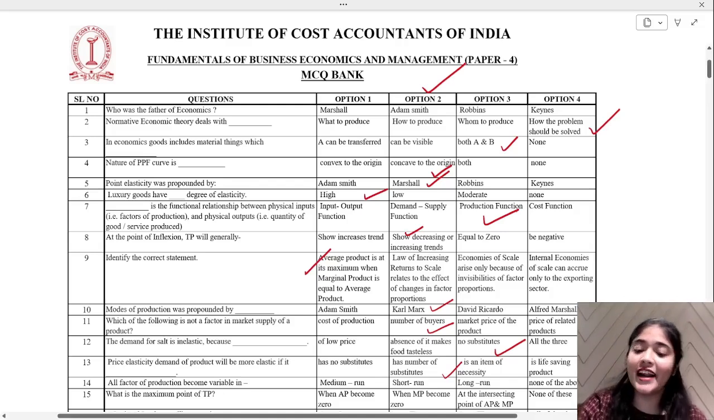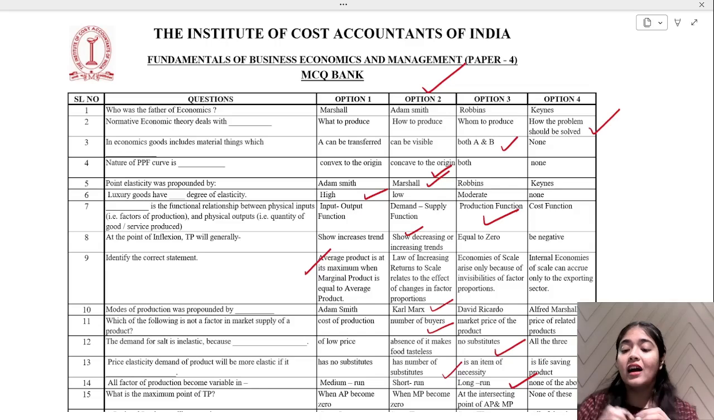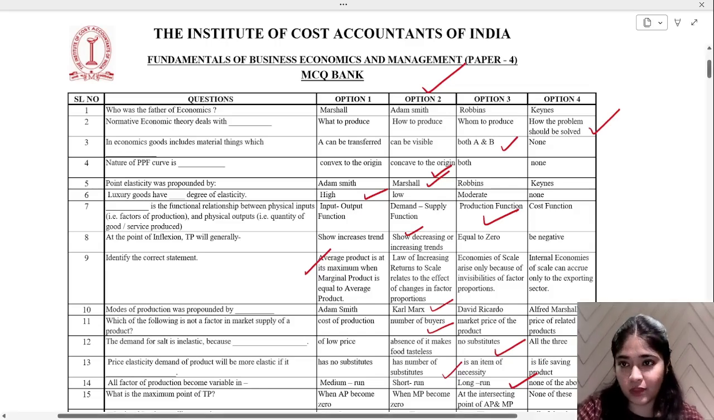Yes, you guessed it right, long run. So I hope you people are having this PDF and you have got the printout of it and you are solving it along with me. Also, you can comment down in the comment section and we will be seeing how many right you are guessing and whether you are in sync with us.